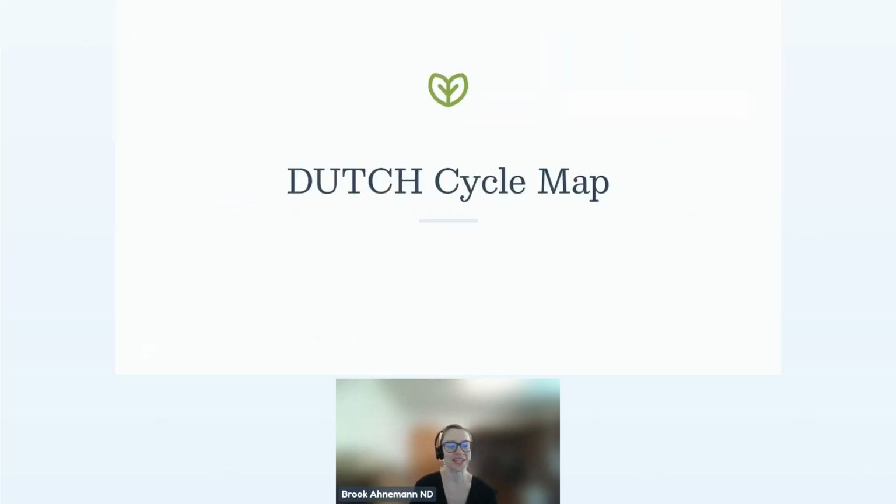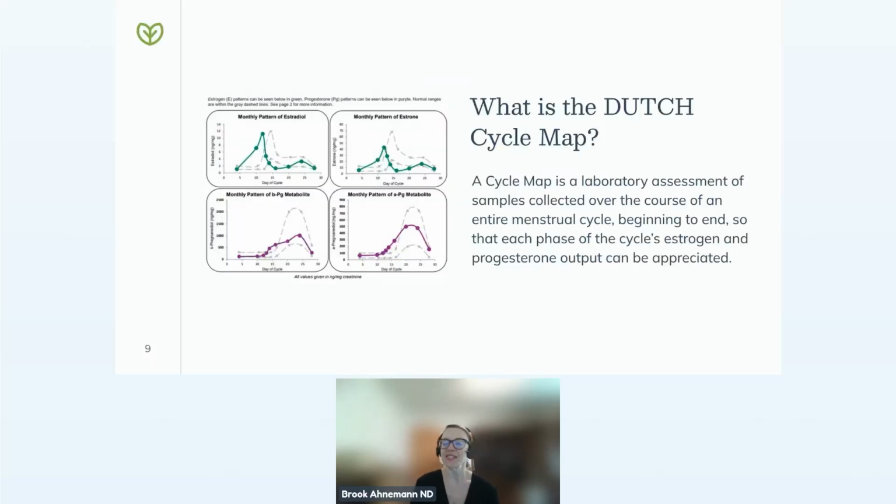Let's look at what our Dutch cycle map looks like. The cycle map is an assessment of estrogen and progesterone levels throughout the entire menstrual cycle. We're trying to get a picture of what's happening throughout all those phases. If you see here plotted out, we see a lot of rises and falls. So if you test at one point in the cycle and then test a week later, you're going to get things that look very different. Testing cycling female hormones requires a little bit of forethought.